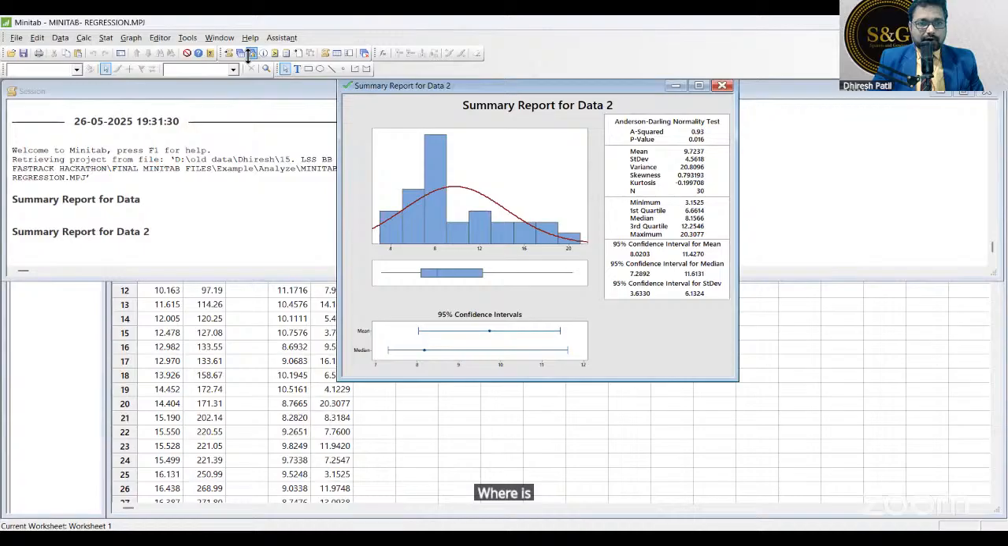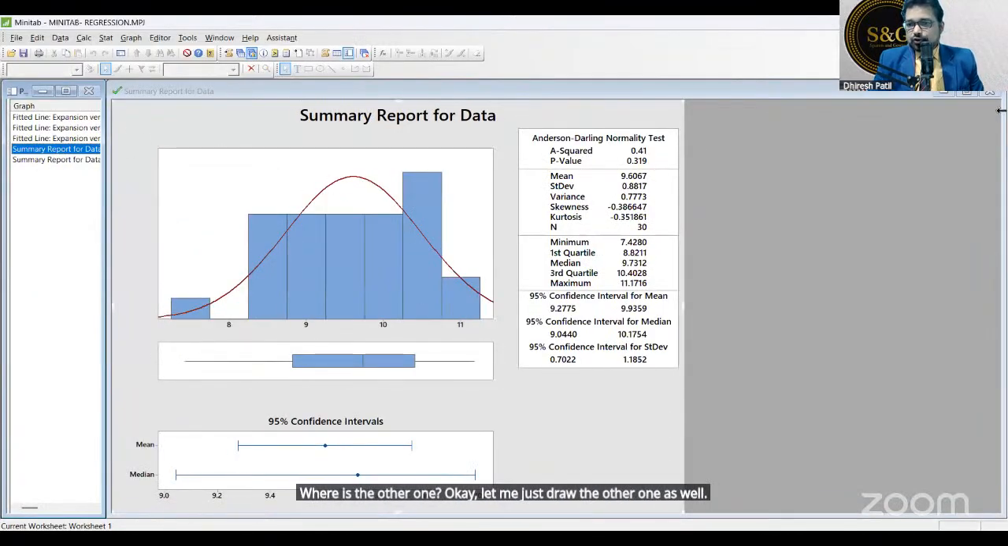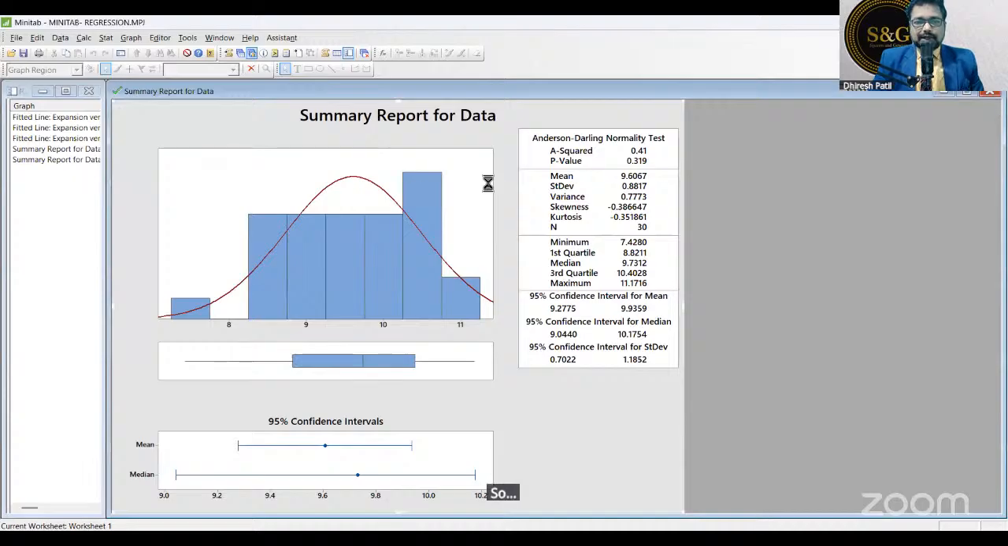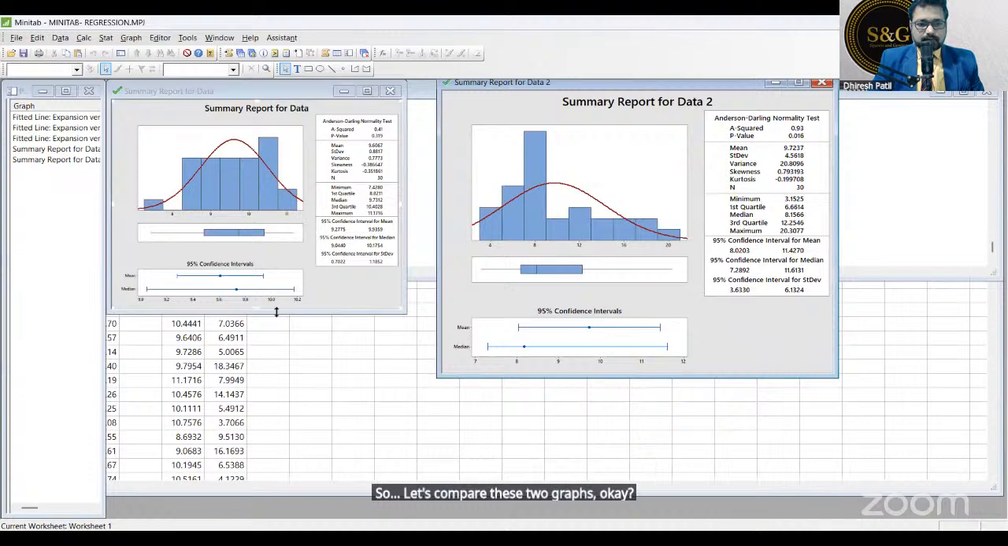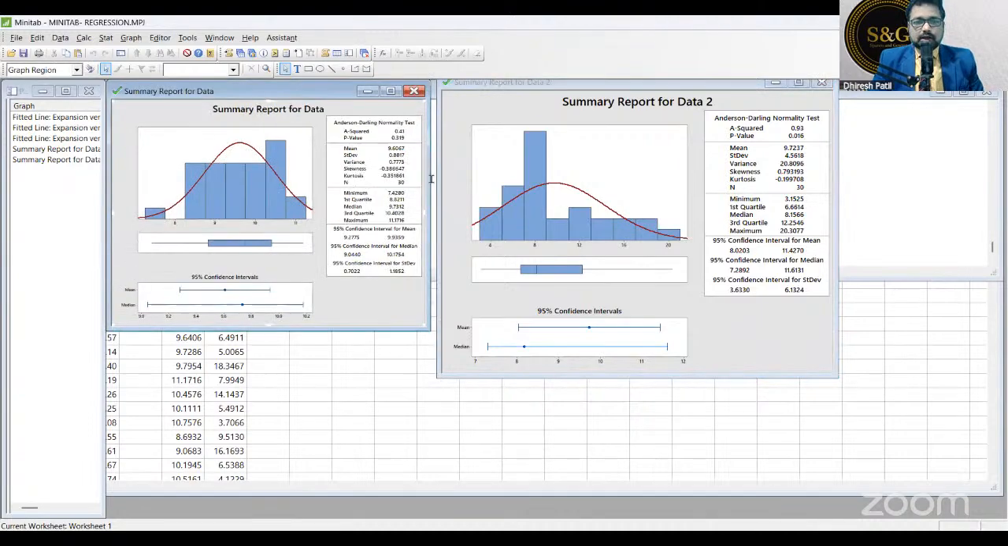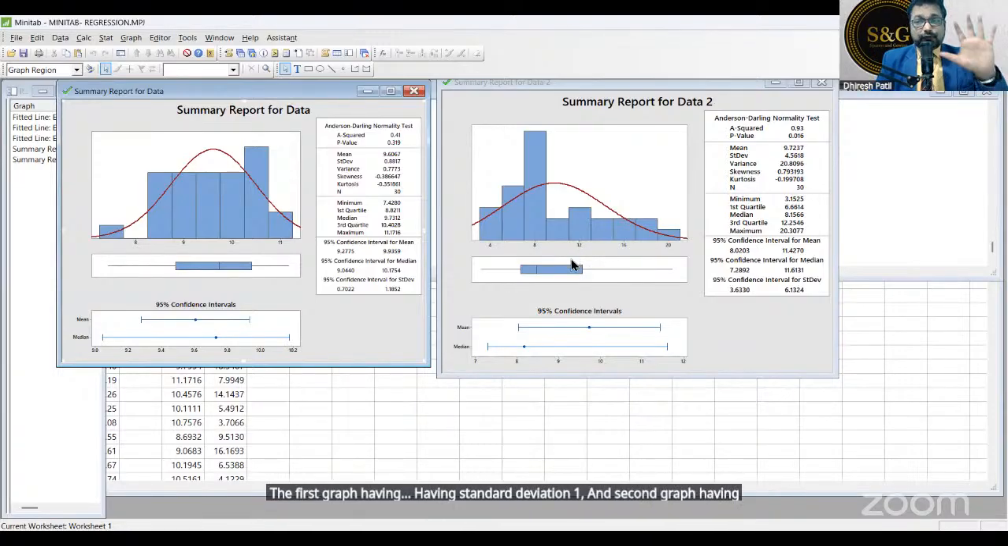Where is the other one? Okay, let me just draw the other one as well. So, let's compare these two graphs, okay? The first graph having standard deviation 1 and second graph having standard deviation 4.5.